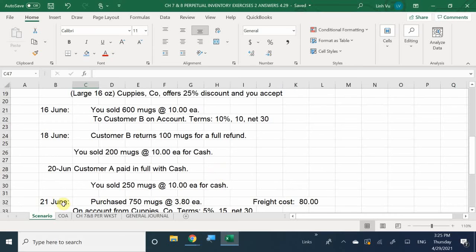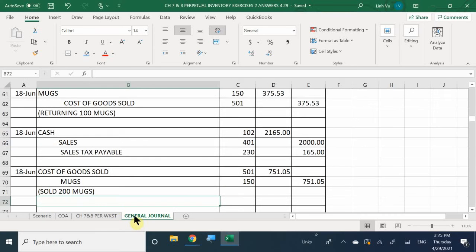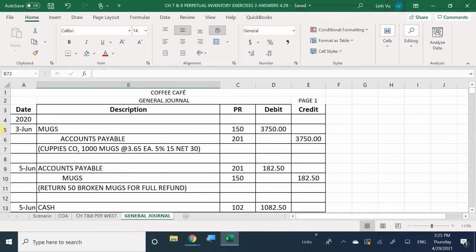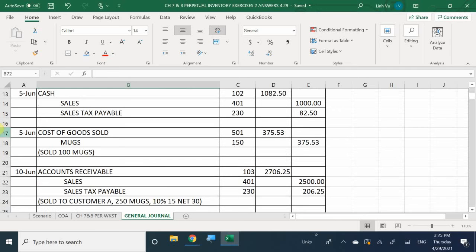So let's go ahead and look at our journal once again. We sold to customer A on June 10. So here we are. That means they owe us a grand total of $2,706.25. Now let's take a look at the sales first. We sold a total of $2,500 to them, and then tax was $206.25. When we're giving them a discount, right? We need to give them a discount off of the sales price, not the tax.